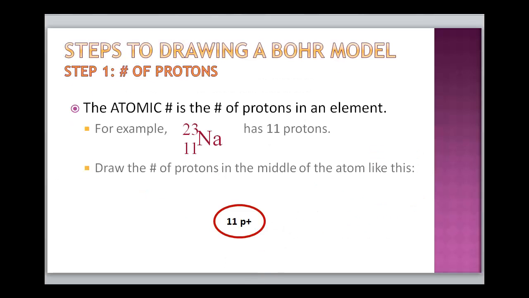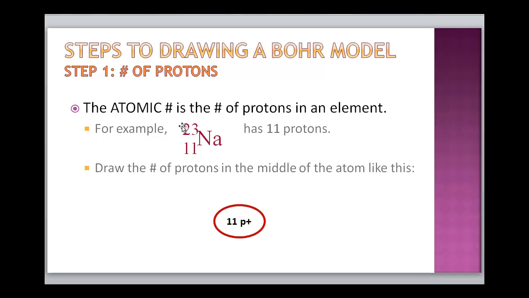Step 1 in drawing a Bohr model is determine the number of protons. The atomic number is the number of protons in an element. And you can go back to that first sheet that showed you the atomic chart that laid out all the characteristics of an atom found on the periodic table. So we have an example here of sodium. We have a 23 at the top here, and we have an 11. And this 11 is going to represent the protons.